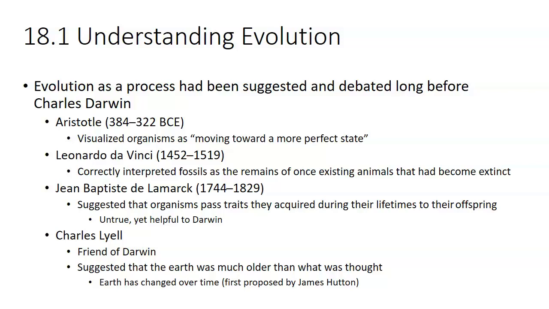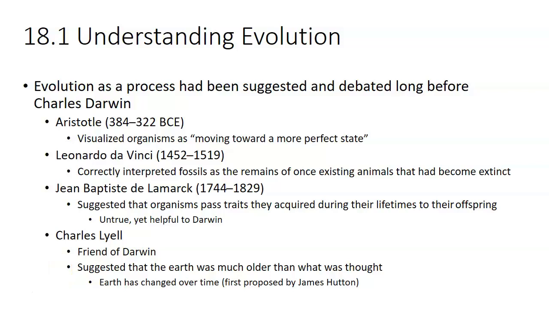And one thing that I do want to point out, as Aristotle said, more perfect state, that's a really common misconception that students have, that evolution happens or is driven to make organisms more perfect. And so we're going to kind of debunk that a little bit later on. It's not really evolving to a more perfect state. It's evolving to the best suited state for that particular environment. It's really the environment that's going to drive evolution. Okay, it's not that we're trying to become more perfect.